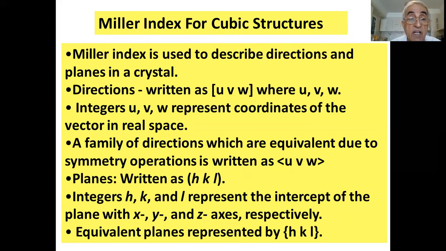Miller index for cubic structure. Miller indices are used to describe directions and planes in a crystal. Directions are written as [uvw], where the integers u, v, w represent coordinates of the vector in real space. A family of directions which are equivalent due to symmetry operations is written as <uvw>. Planes are written as (hkl). The integers h, k, and l represent the intercepts of the plane with the x, y, and z axes respectively. Equivalent planes are represented by {hkl} inside the bracket.